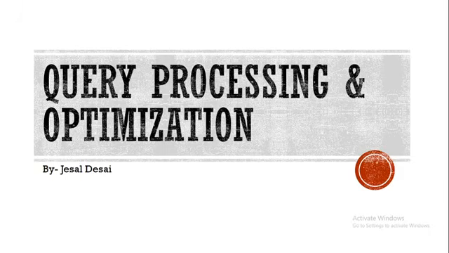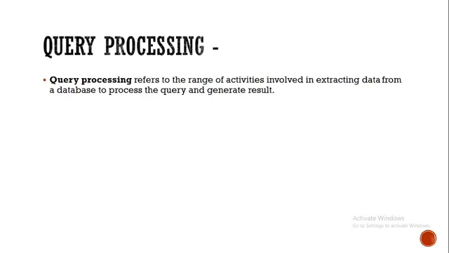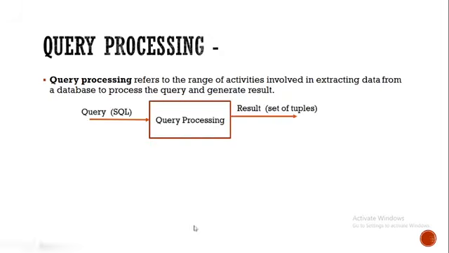In this session, we will learn about query processing and optimization, which is one of the most important topics of database management systems. In this topic, we will study how the query in SQL format is processed and how the results are generated. So query processing refers to a range of activities that are applied on the SQL query and generates the results. So we can think of it as a query processing black box which takes the query, which is in SQL format, does some activities on it and generates the results, which is nothing but the set of tuples.